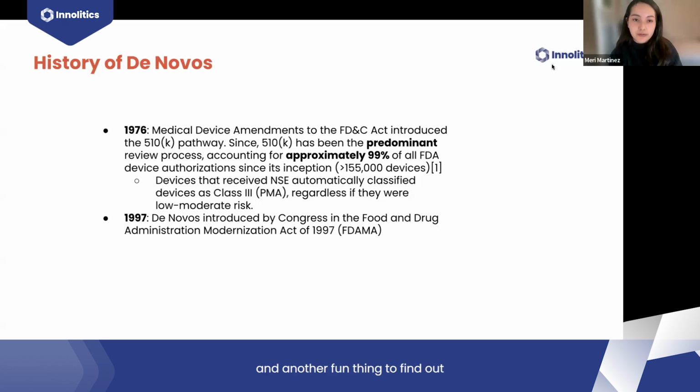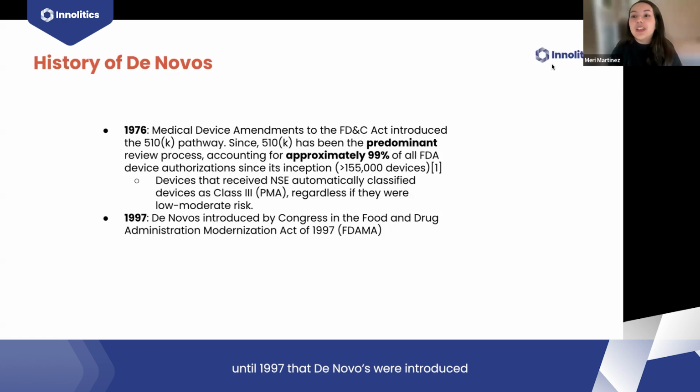Another fun thing to find out is that when the 510(k) was introduced, it was only 510(k)s and PMAs. At the time in 1976, there was no de novo pathway. So if someone wanted to introduce a new device in the market, they had to go the PMA route, even if they were a low or moderate risk device.